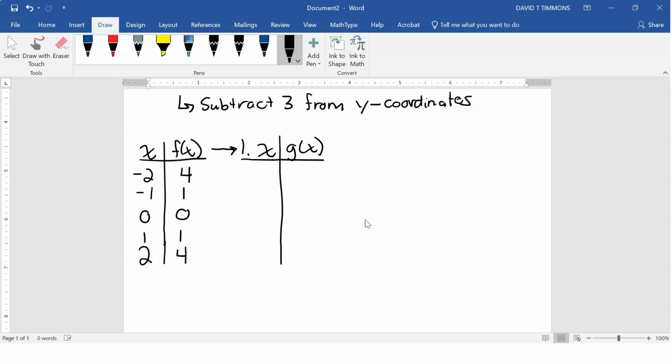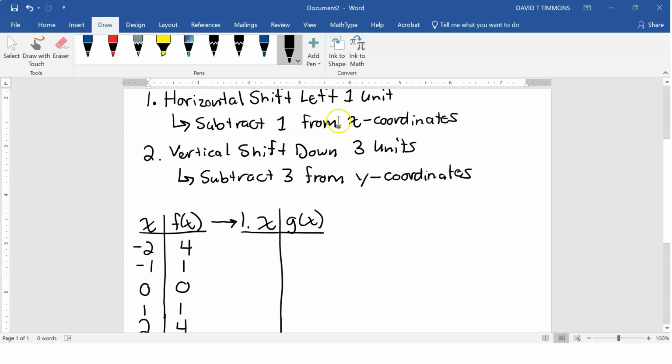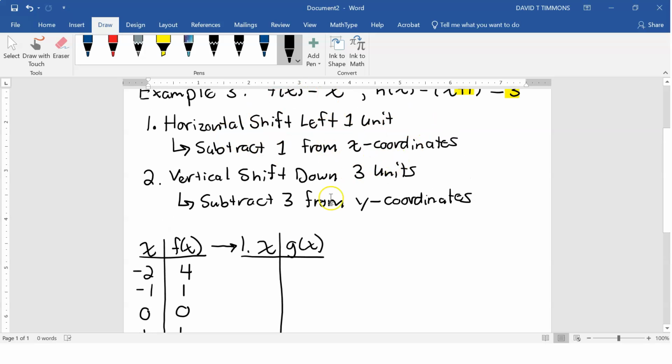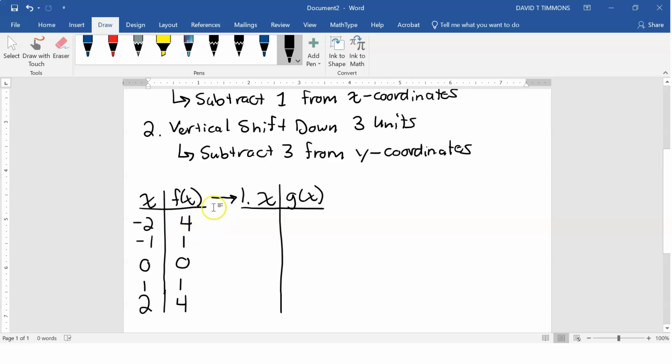So I'll call this intermediate function generically just g of x. But what are we going to do? We're going to subtract 1 from the x coordinates. Now, since we're manipulating x, I don't have to change y. So I can just copy that column of y values down because we're not changing them. And now I want to subtract 1 from this column. So minus 2 minus 1, that's minus 3, minus 2, minus 1, 0, and 1. So there's the first manipulation. That's the horizontal shift.